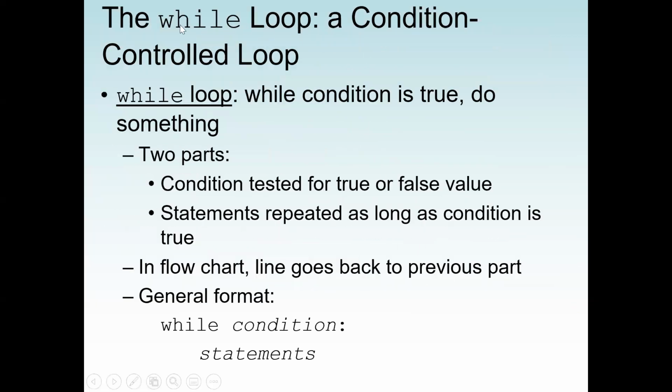So we start with the while loop. We say the while loop is a condition control loop. A condition control loop means we don't know how many times the loop will execute. Everything depends on the condition. So with a while loop, while the condition is true, do something. When the condition is false, the loop will stop. We have two parts in a loop: the condition tested for true or false, then the statement repeated as long as the condition is true. This is the syntax for the Python while loop: while a condition, execute a statement. In Python, the word while is a keyword.